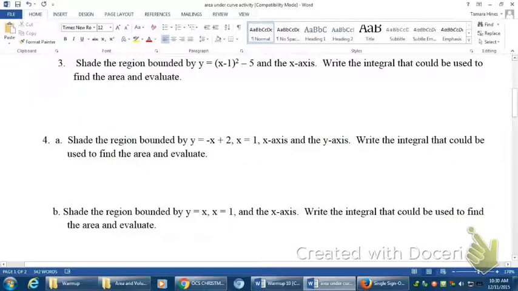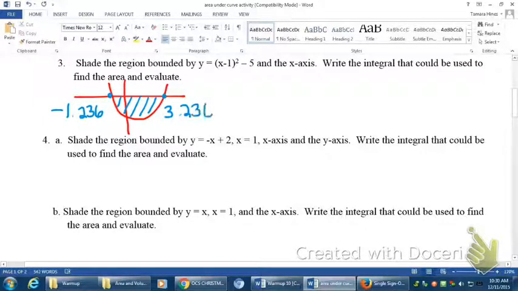Alright, number 3, shade the region bounded by that figure and the x-axis. So first thing I'm going to do is graph it. I'm going to move my x-axis a little bit above it because the graph looks kind of like this. It's below the x-axis. So this is the part that I'm looking for. Go ahead and find those zeros. That is negative 1.236 and 3.236.